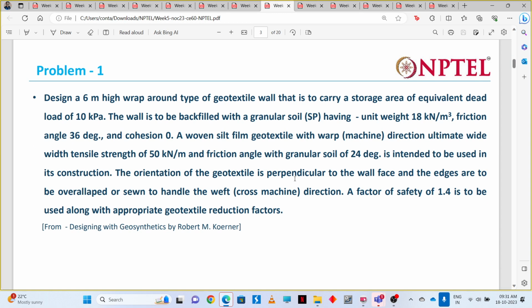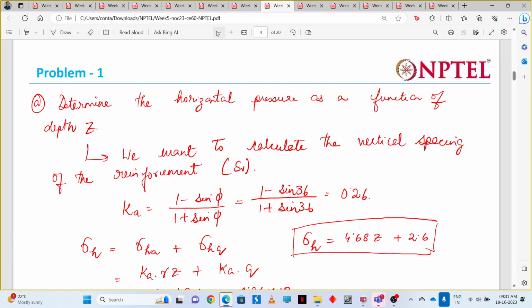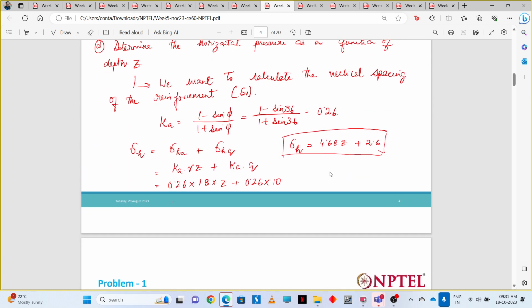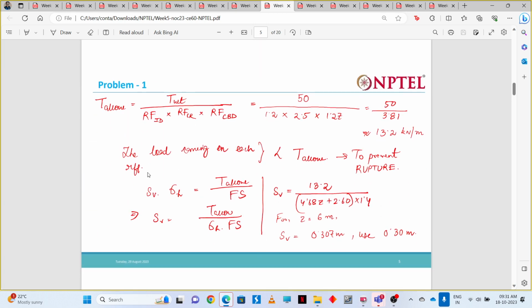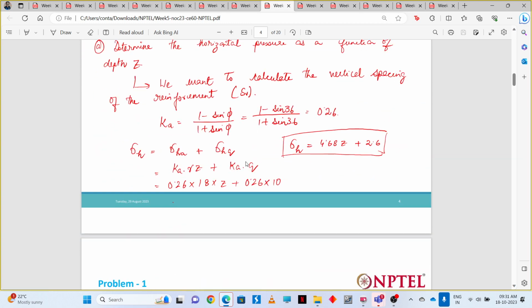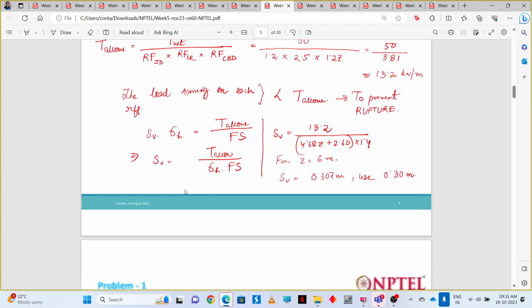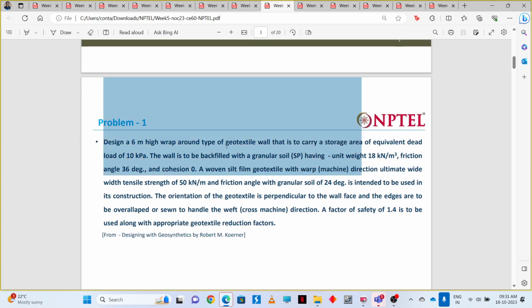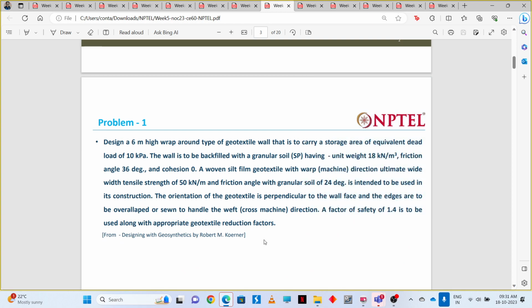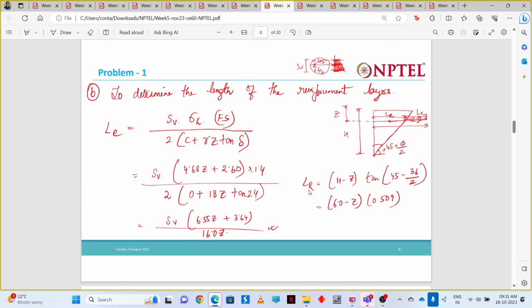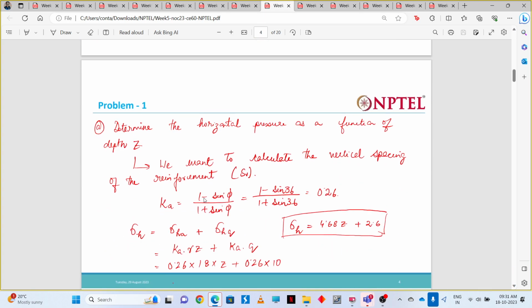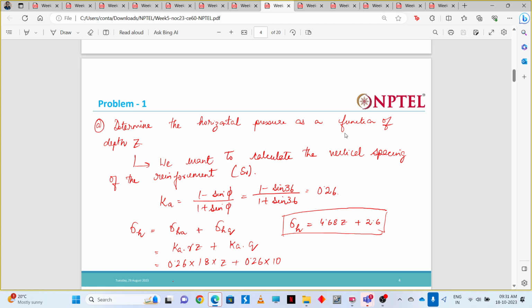Then in the fifth lecture, we began by solving some easy problems regarding this stability check, external and internal stability check. Then we designed a geotextile reinforced soil wall. How to design it? First we need to determine the horizontal pressure as a function of depth, the total horizontal pressure.